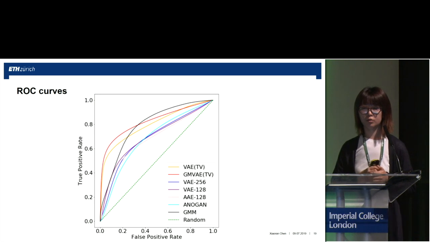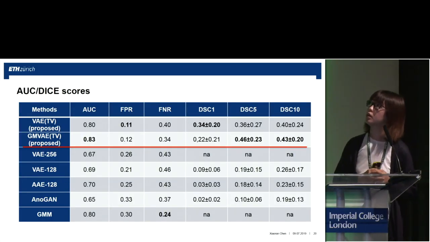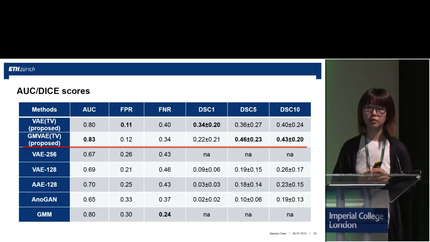So we're going to go on to quantify the performance of each of the methods. In this table, we can see the highest AUC is achieved by our proposed method, which is the Gaussian mixture variational autoencoder with TV restoration. And we can also see that it also achieved the highest Dice score at 5% false positive rate. So now we can see that we find the Gaussian mixture variational autoencoder with TV restoration as the best performing method. I'm going to move on to show you some visualized examples of the detection of this method.